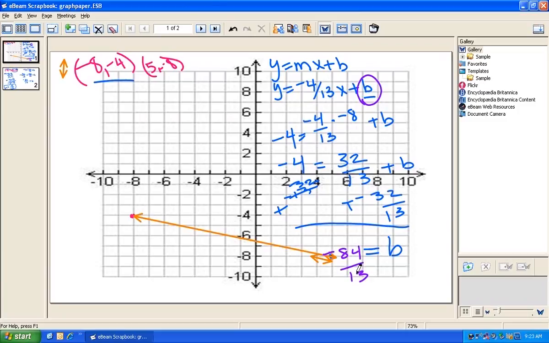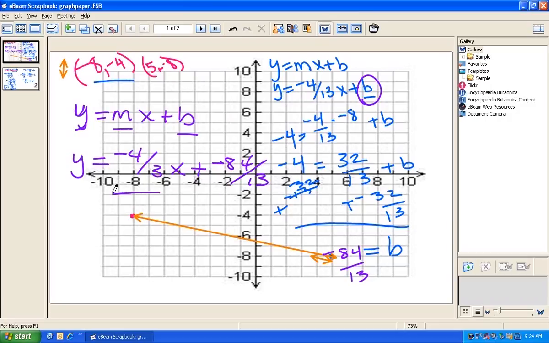Okay, but now the equation of this orange line has to be written in y equals mx plus b format. So I plug in my m and I plug in my b. So we get y equals negative 4/13 x plus a negative 84 thirteenths. And this is the equation of my line. Okay? I'm going to do another one. I'll do the scratch paper on regular paper so that it's a little bit easier to follow.